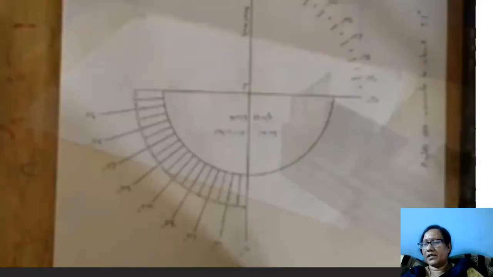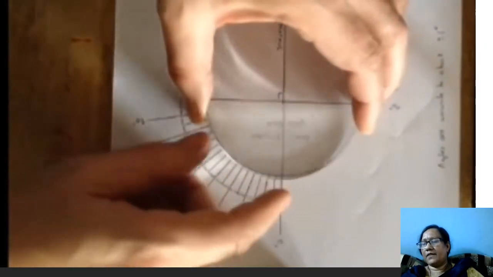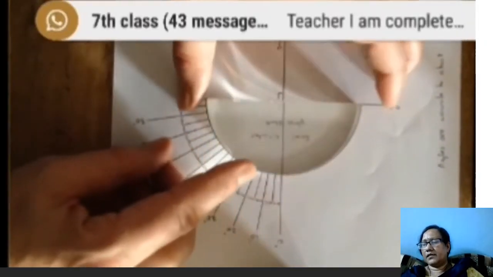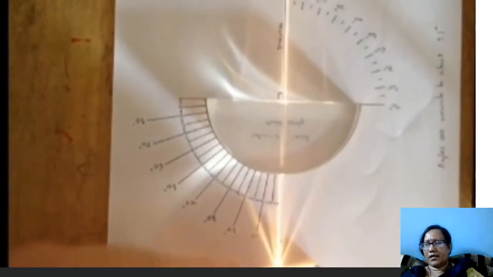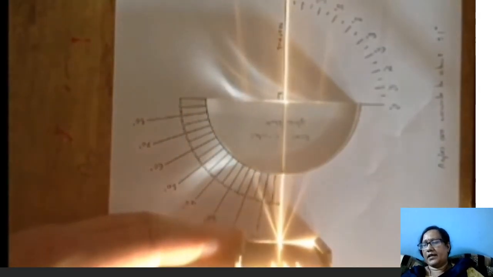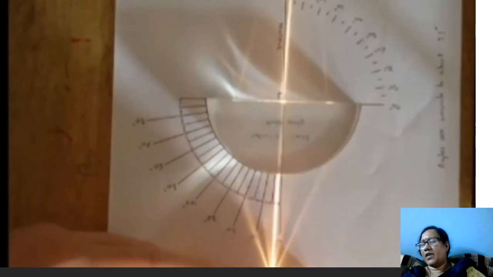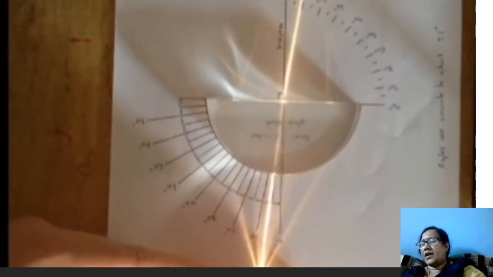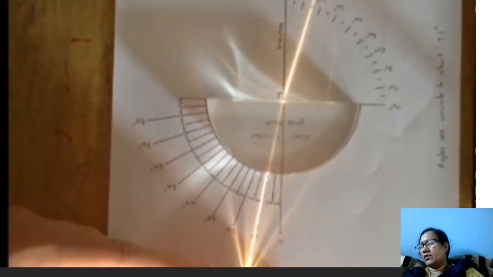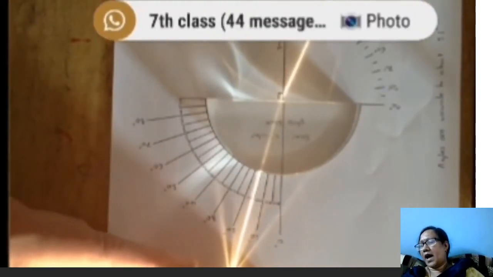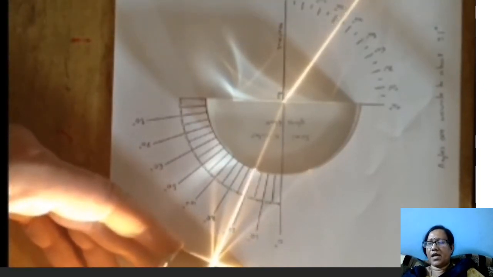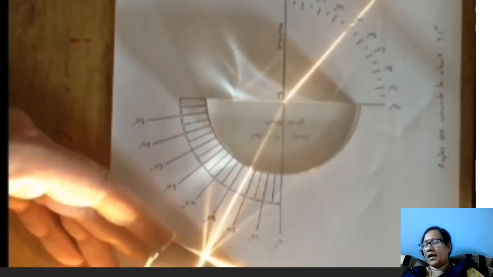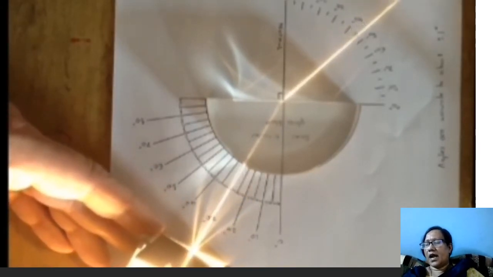So see here, children, place the semicircular glass disc in such a way that its diameter coincides with the interface line MM and its center coincides with the point O. See here, children. So now send the light from the curved side of the semicircular glass slab. So the light travels from denser medium to rarer medium. Start with angle of incidence i equal to 0 degrees and observe the incidence angle and refracted angle.